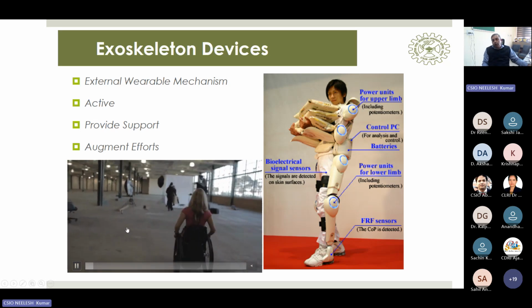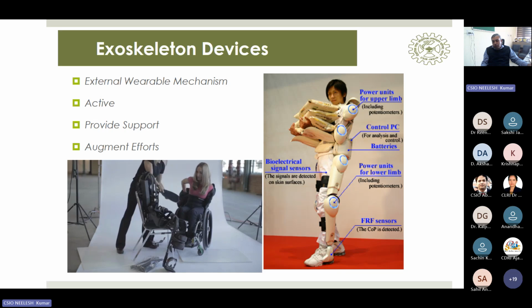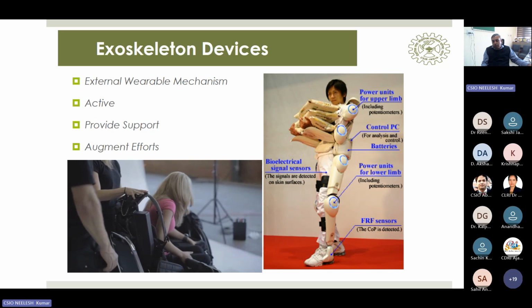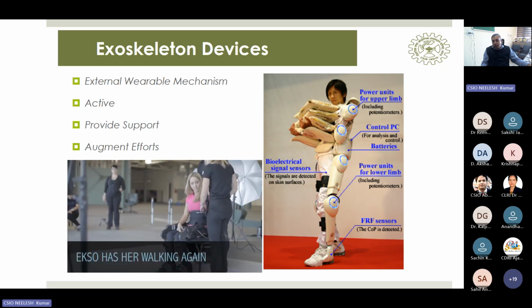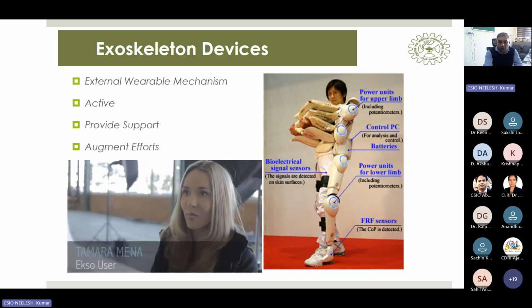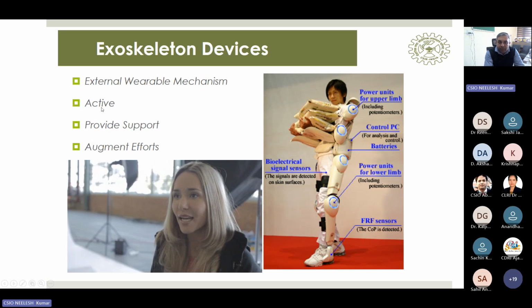So till now, what I was discussing, you can just see a live medical device example for this. This is an exoskeleton suit. The subject here is wheelchair bound because of some injury, and she's not able to take care of her own weight and propel, which we call gait. So there is an external mechanism which is being developed. Now, if you see the other side of images, this is an external wearable mechanism. It is active because it is giving power to the user. The prime requirement is to provide support, and it augments the effort of the individual to make the walk or the progression.